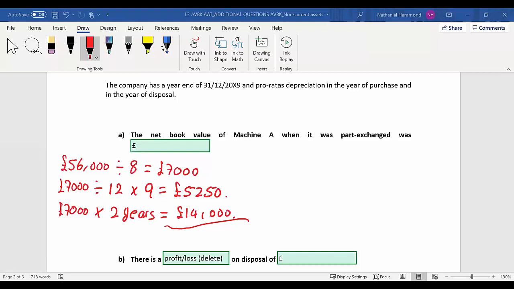So yeah, as we can see there, that gives us a total of £19,250. So we've now figured out the amount of depreciation. So in this instance, what we're now going to do is essentially reduce this off what our original asset amount was. So that's £56,000. Take away 19,250, which would give us an answer of £36,750. So that is our net book value.